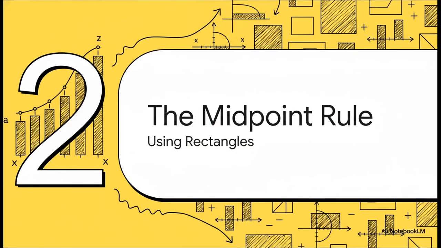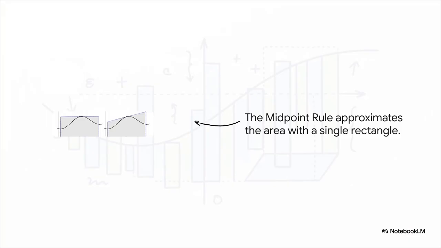All right, so let's start with the most obvious approach. If you're trying to approximate a curvy area, why not use a simple shape that we already know how to calculate perfectly? And what's simpler than a rectangle, right? This leads us to our very first method, the midpoint rule. The whole idea is just to draw one rectangle. The trick is how we set its height. We make the top of the rectangle hit the curve right at the dead center, the midpoint of our interval.